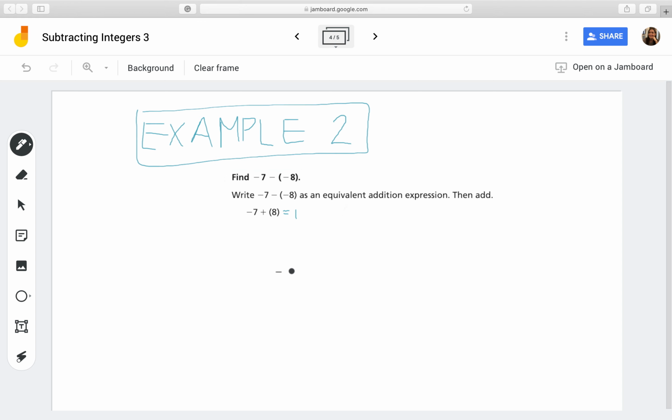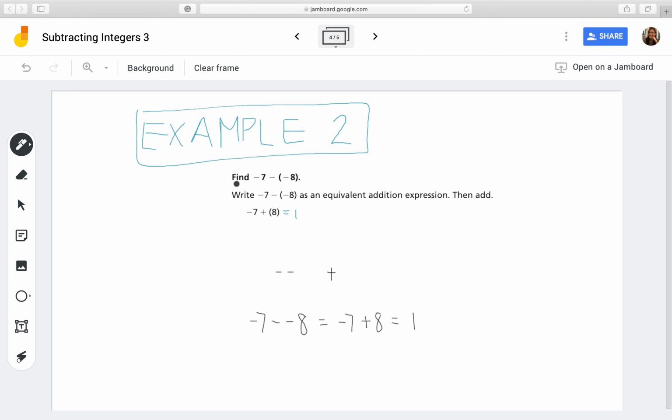When we have two negatives next to each other like that, that's the same as just plus. And this is confusing a little bit because there's parentheses here, but if you take the parentheses away, then you notice that there's two minuses next to each other. That's going to become a plus. So this would be equivalent to -7 plus 8. And then we can just add -7 plus 8. We know that that's 1.